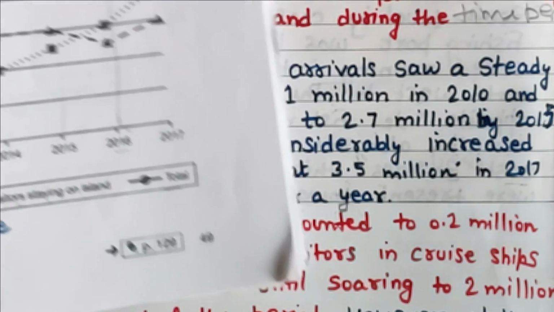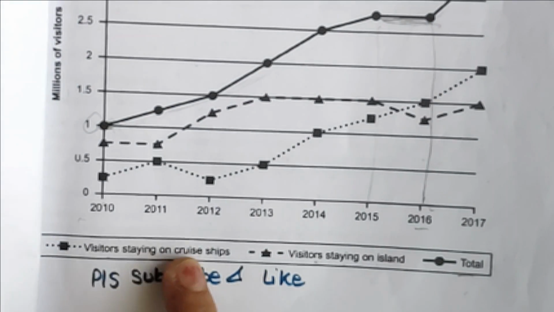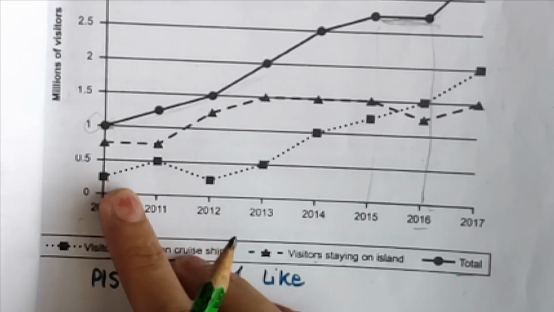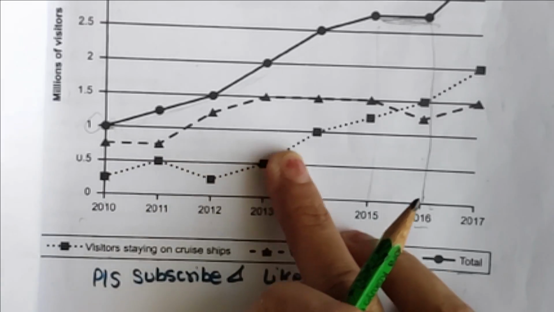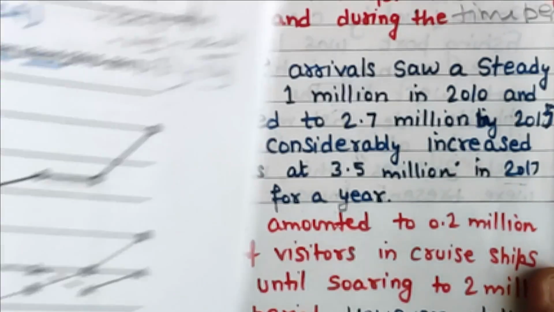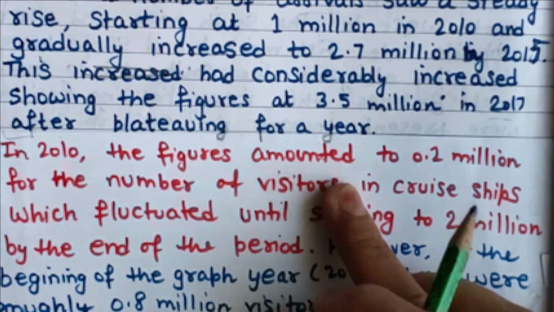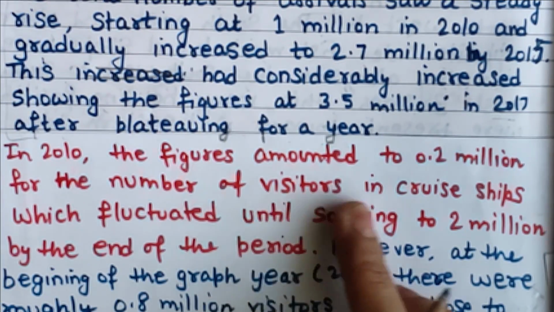Okay, now coming to the cruise ships, we will talk about these cruise ships. So this is cruise ships. Fluctuations, it started with lowest and it rose and then fluctuation and then going up. So in 2010 the figures amounted to 0.2 million for the number of visitors in cruise ships.